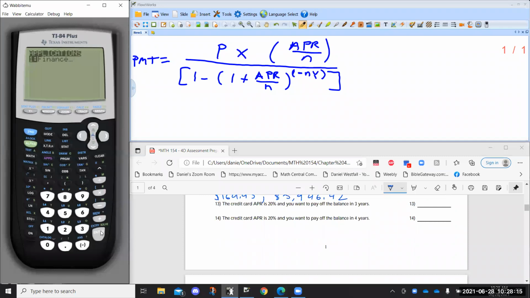Do this again, this is 3 years now. This is a 20% APR. Same thing. This is going to be $118.92. We're not using that rounded value to calculate this. Then we're going to get 281.24.